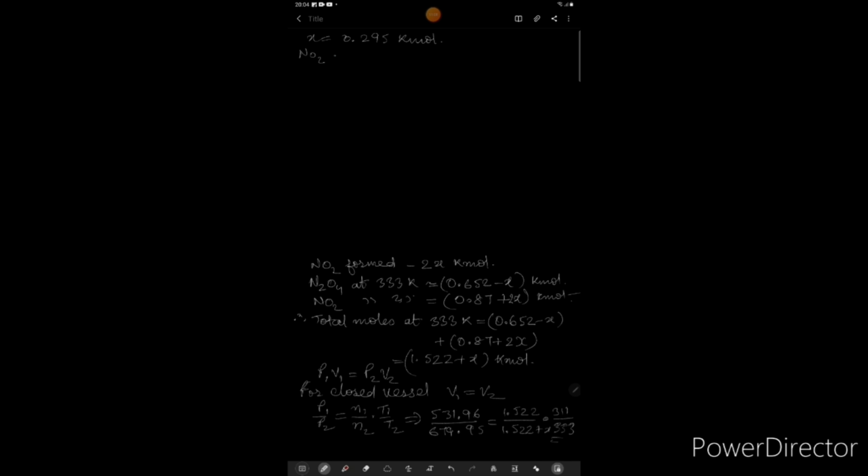Now NO2 at 333 Kelvin equal to 0.87 plus 2x equal to 0.87 plus 2 into 0.295 equal to 1.46 kilomole, and N2O4 at 333 Kelvin equal to 0.652 minus x equal to 0.652 minus 0.295 equal to 0.357 kilomole.